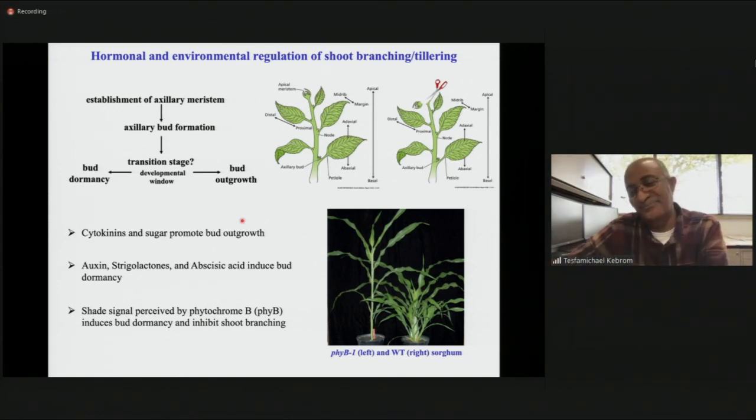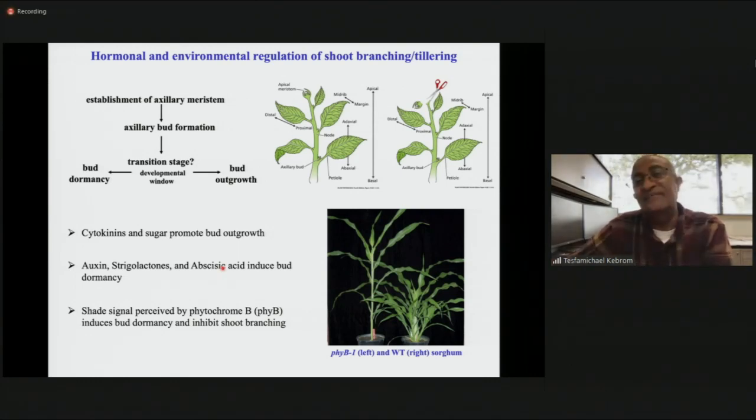This is more frequent, but not always. Auxin and strigolactones are synthesized in the shoot tip. Auxin is synthesized at the tip of the shoot, and strigolactones in the roots. And both these hormones indirectly, without entering into the bud, induce bud dormancy. Abscisic acid is another hormone that induces bud dormancy.